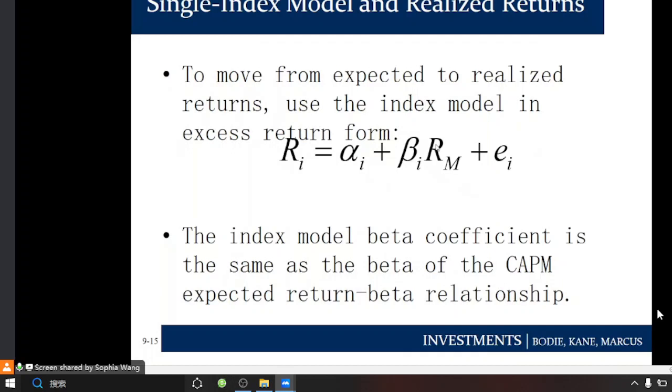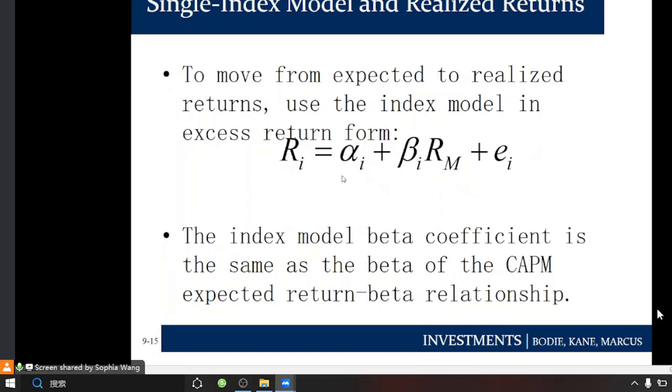We can see that actually this is a simple index model and the realized returns. Let's introduce something about the simple index model and the realized returns, because this index model has a very strong relationship with the CP model. Actually, in the CP model, we only consider one kind of factor, that means the market portfolio.